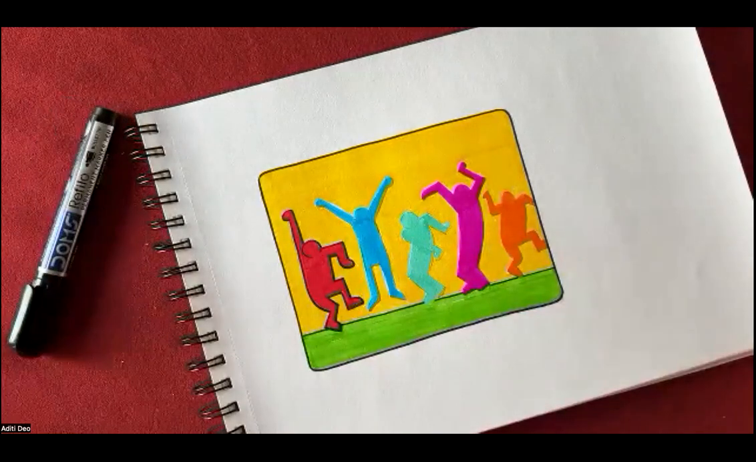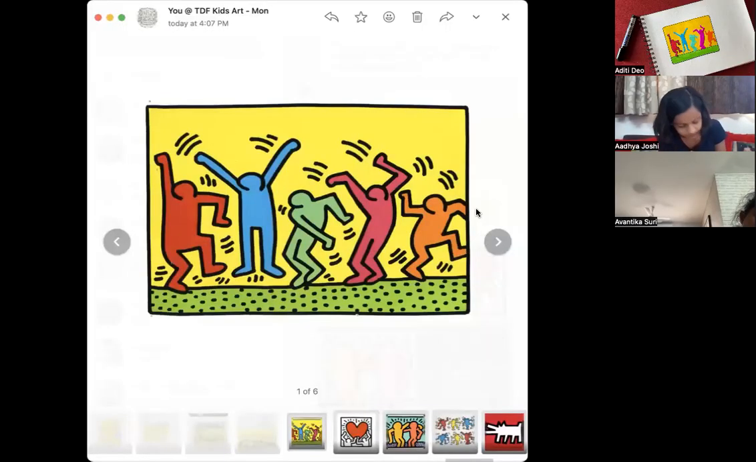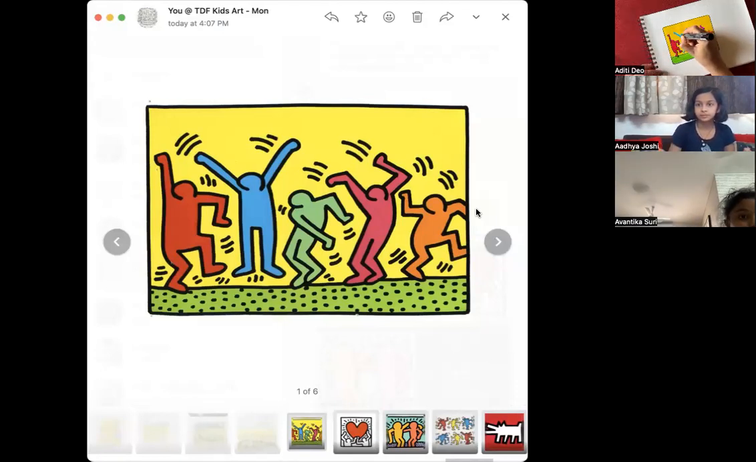Okay, now I'm going to share the image with you so you can look at the colors yourselves, because you don't need to see me making the outline.